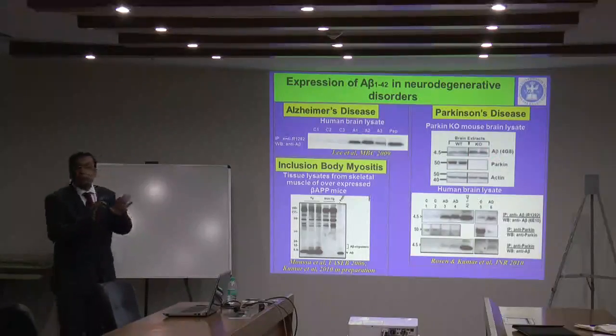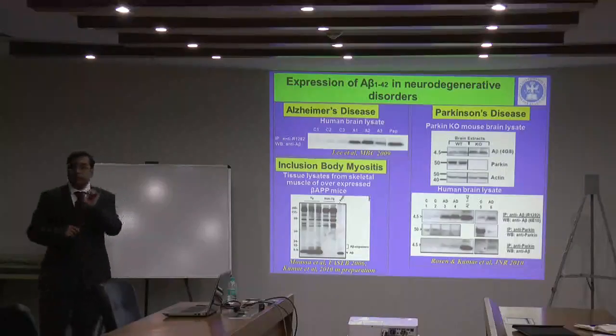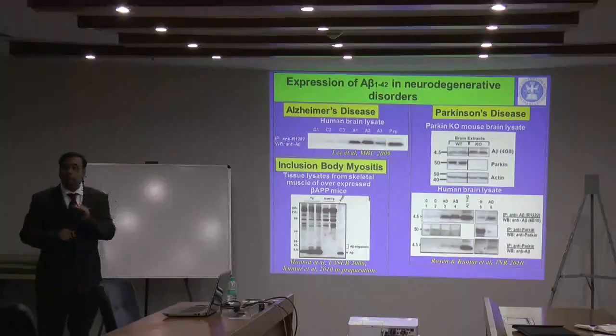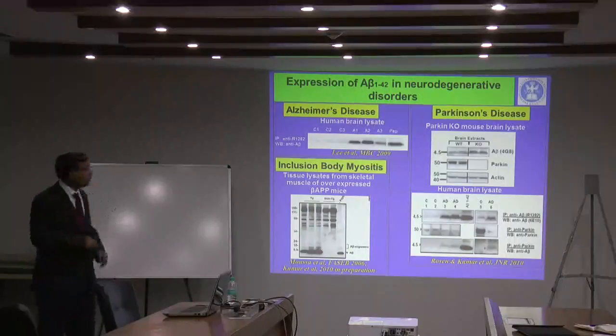There is a crosstalk between Parkin and A beta. If an animal is expressing more Parkin, there will be less A beta. And if that animal is expressing less Parkin, there is more A beta, which you can see here: this is the wild type and this is the Parkin knockout model. Here, no Parkin, more A beta. Here, more Parkin, no A beta. You understand this?